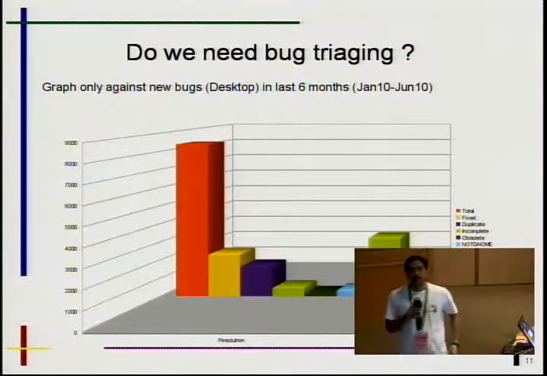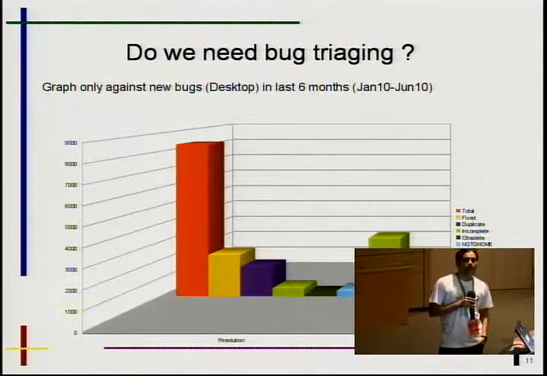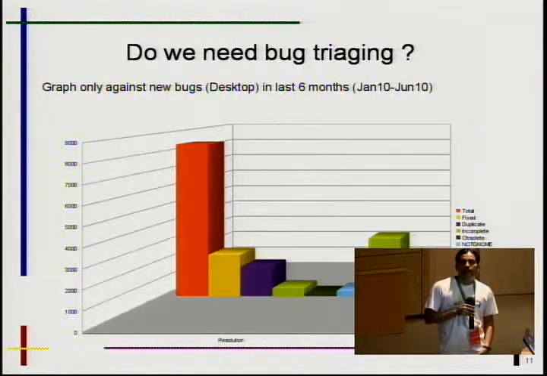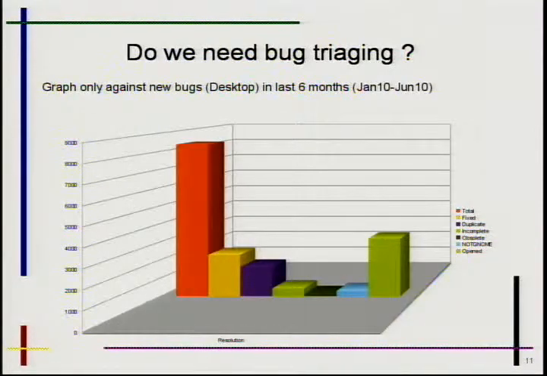In this graph I have collected all the bugs filed against desktop in the last 6 months. This graph has only the new incoming bugs which came to the GNOME Bugzilla in the last 6 months. If you see, almost 8,000 bugs were filed in the last 6 months, and that is against desktop only. We have other products such as bindings, libraries, and other fields in Bugzilla. These bugs are only related to desktop. So in desktop itself there are 8,000 bugs which were filed.